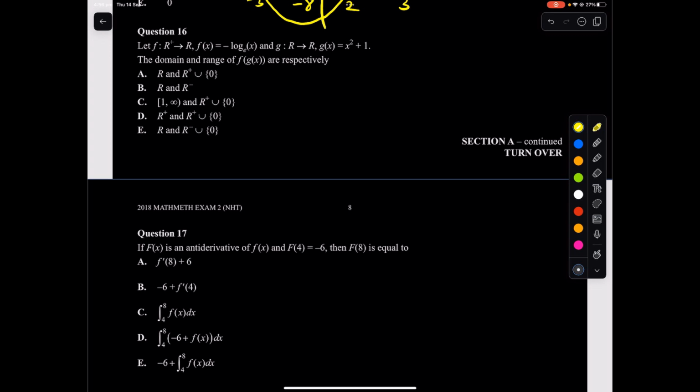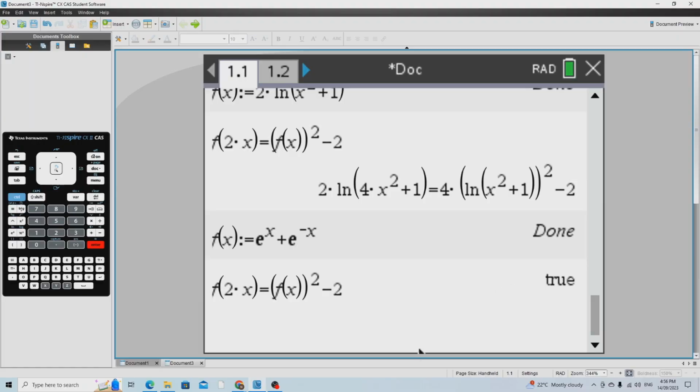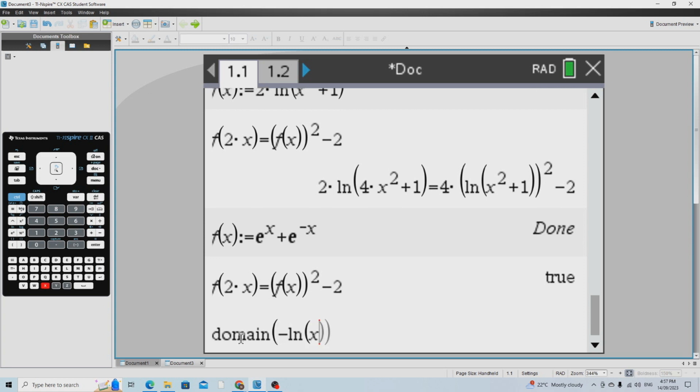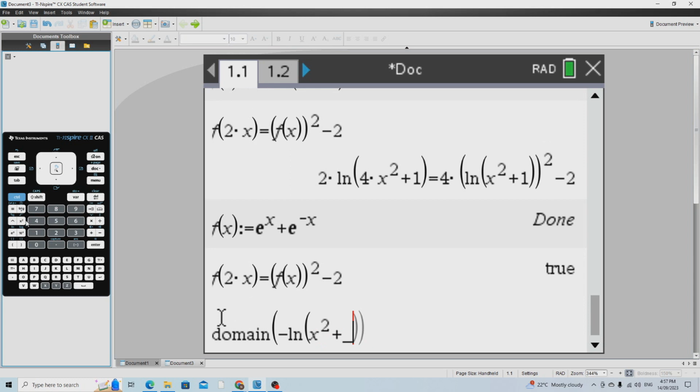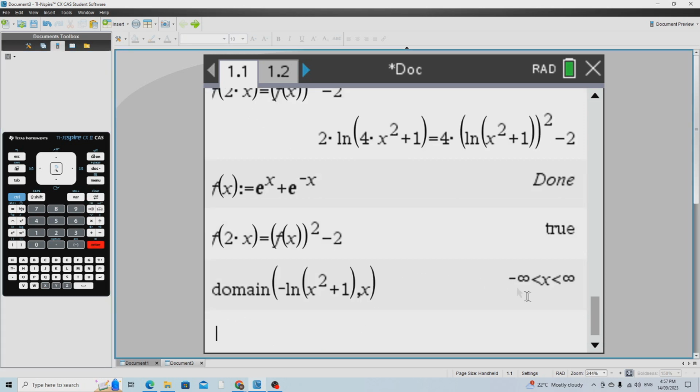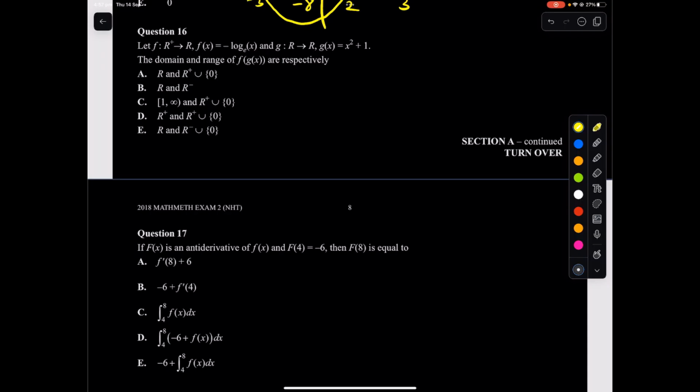Question 16. Let f of x be this and g of x be this. The domain and range of the function is respectively what? I'm just going to do this on calculator. What is the domain of f? So we're saying negative natural log of x squared plus 1, comma x. Okay, so it's all reals. So I'm just looking at which ones. C is not right and D is not right.